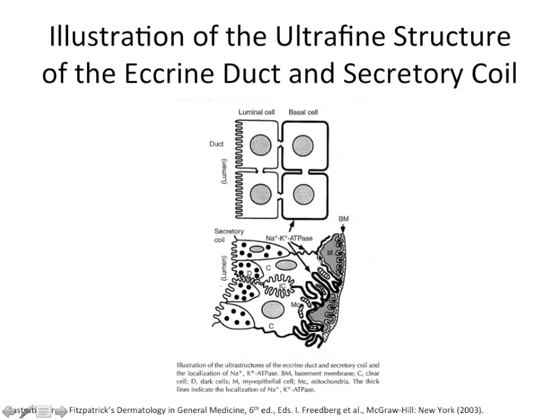You'll also notice that the back border here is drawn a little bit darker than the other borders within the cells, and that's to indicate that there's a lot of a particular enzyme present, and it's known as sodium potassium ATPase. This is a very important enzyme that's present in the cell membrane of the cells, and it's responsible for transporting ions back and forth across the membrane.